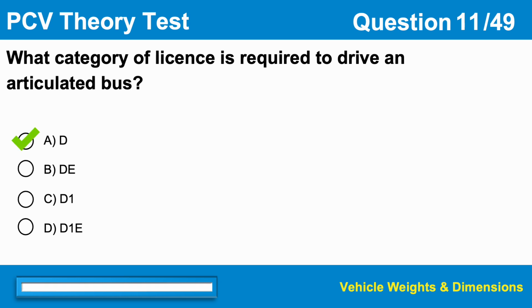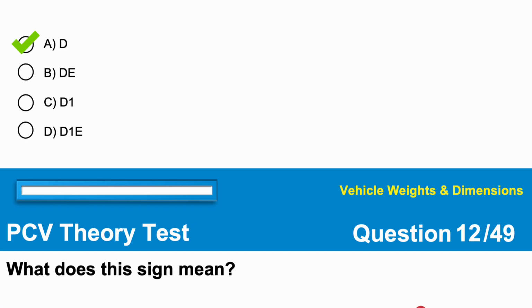The correct answer is A. A full Category D licence entitles you to drive all buses and coaches, including the articulated type. A full Category D licence on its own doesn't cover you to drive buses or coaches drawing detachable trailers of more than 750 kilos. For this, you'll need a DE licence.